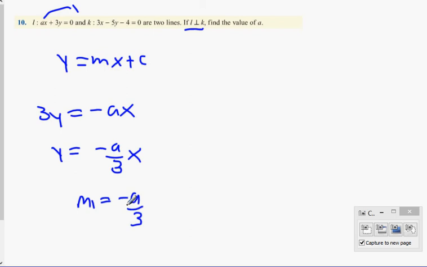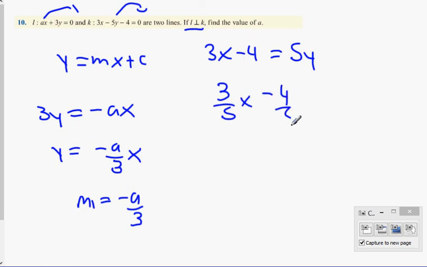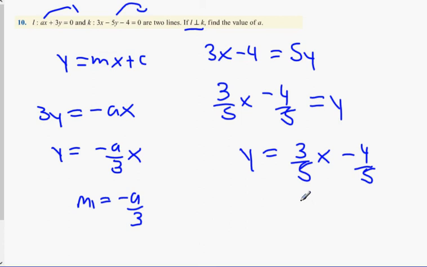Okay. K is, bring the 5Y over to the other side. And we get 3X minus 4 equals 5Y. Divide across by 5, we're going to get 3 over 5 X minus 4 over 5 equals Y. Turn it around, Y equals 3 over 5 X minus 4 over 5. And what we can see here is that the slope is 3 over 5.